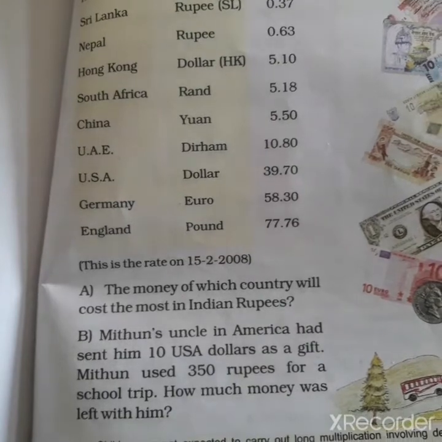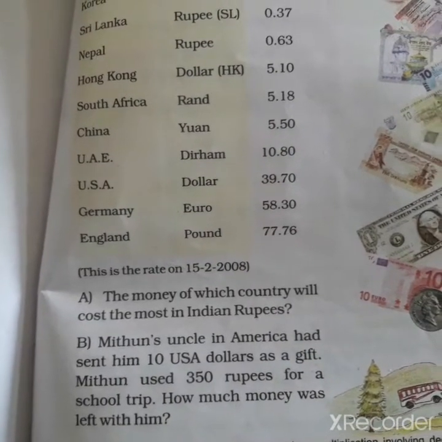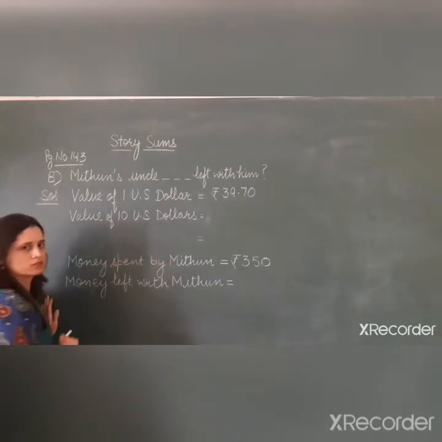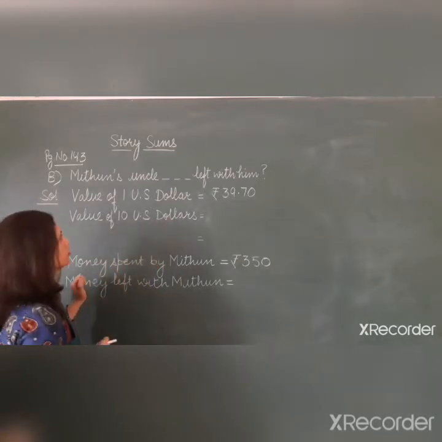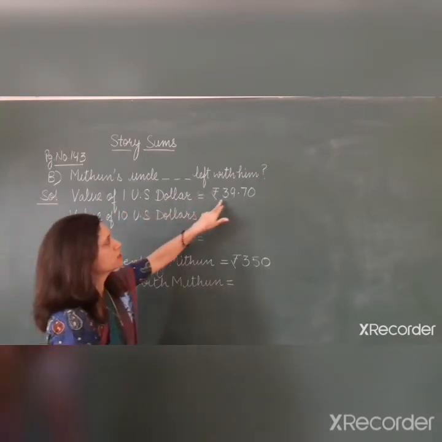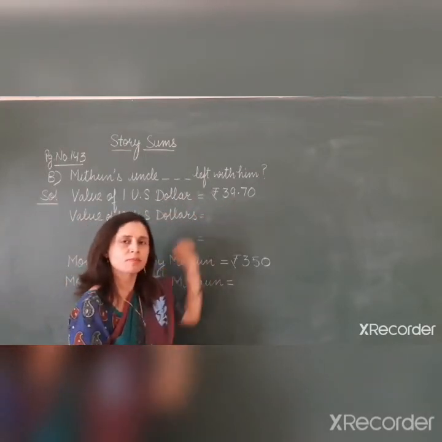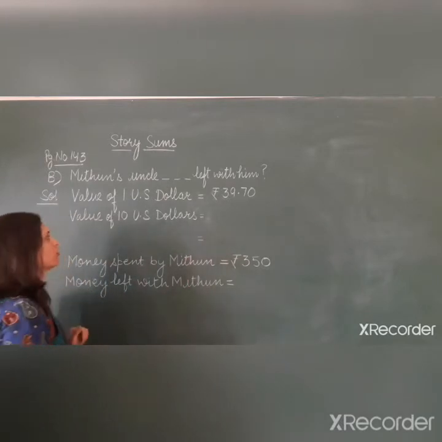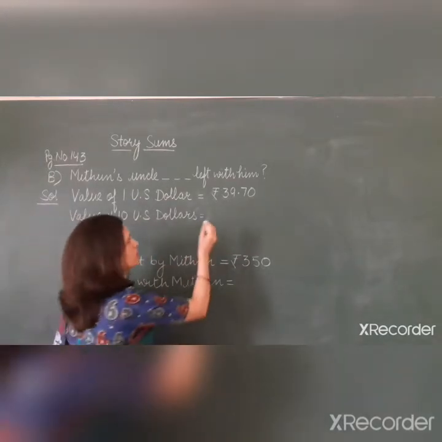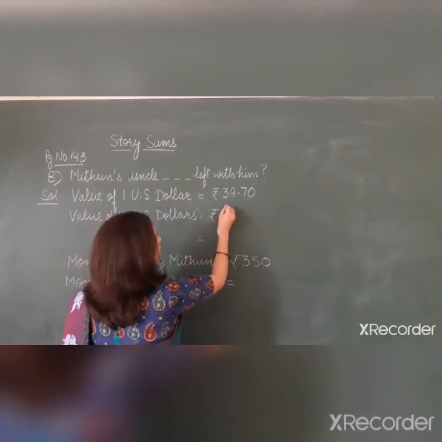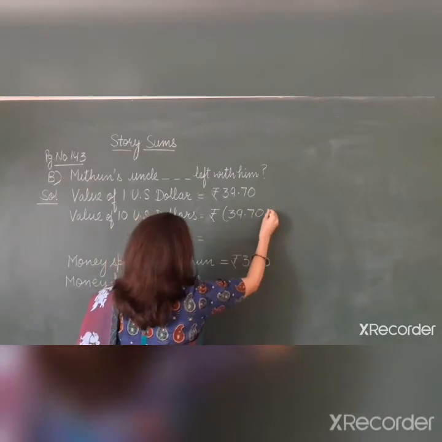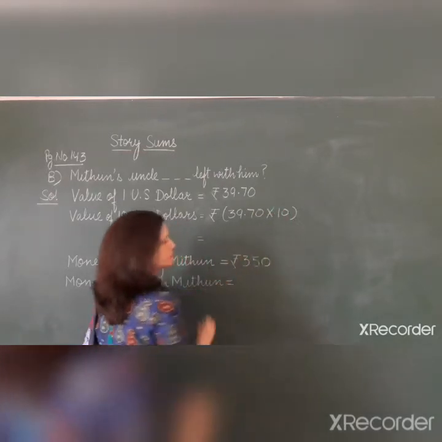So now friends, we will discuss this part B. Mithun's uncle gave him 10 US dollars. In the list given in your book, the value of 1 US dollar is 39 rupees 70 paise. So friends, first we will convert 10 US dollars into Indian currency. So we will multiply 39 rupees 70 paise by 10.